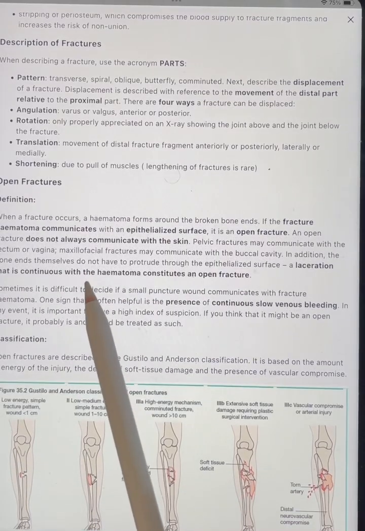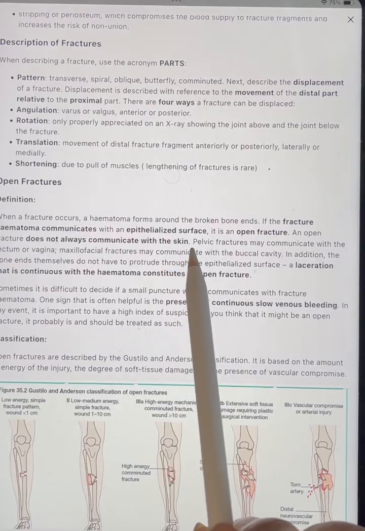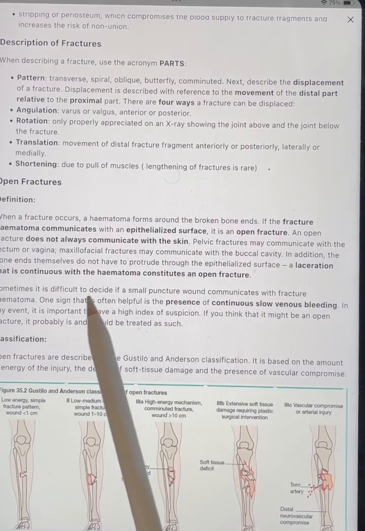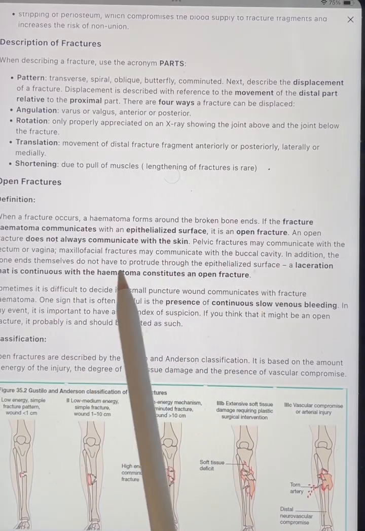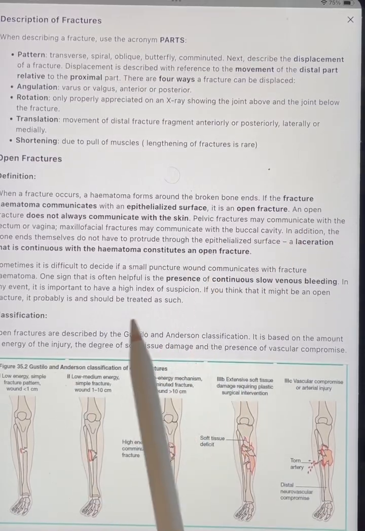Open fracture definition: when the fracture has a hematoma at the broken bone ends and the fracture hematoma communicates with the epithelial surfaces, it is called an open fracture. The open fracture does not always communicate with the skin. It doesn't mean that it should communicate with the skin. It can communicate with any of the body cavities.